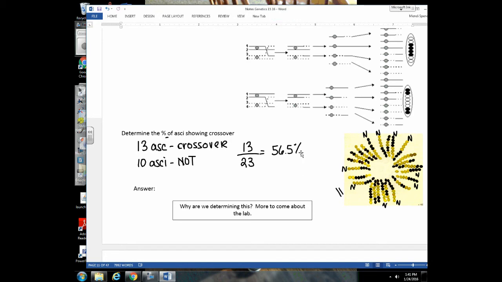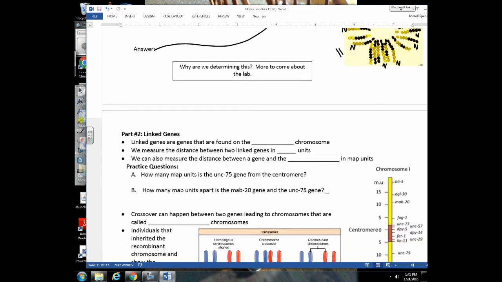Now, I'm going to pause there because this is an important number. Here's our answer. We figured out the crossover percent in the offspring. There's going to be more that we're going to do with this number, but we have to go and learn about the second part of this lab, or the second concept related to this lab, and that is linked genes.